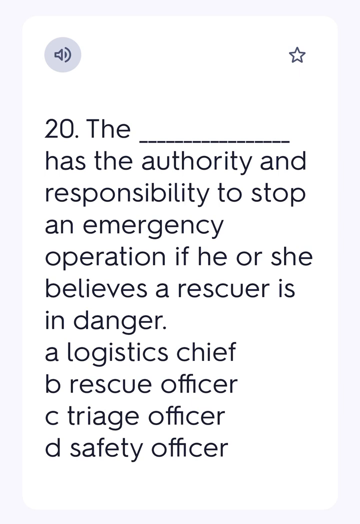20. The blank has the authority and responsibility to stop an emergency operation if he or she believes a rescuer is in danger. A. Logistics chief. B. Rescue officer. C. Triage officer. D. Safety officer.